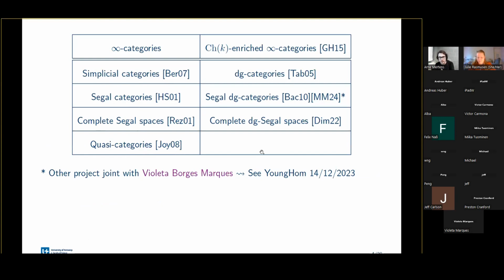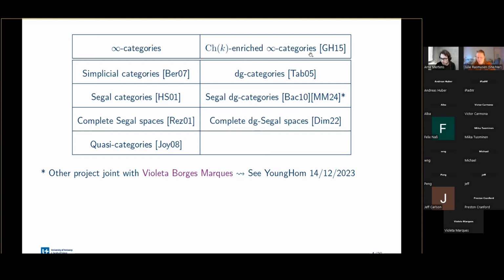And on the right-hand side, we have the enriched variant. So where we enrich in chain complexes instead of in spaces, if you will. And there's a very general context in which you can describe all this. Gepner and Haugseng constructed a very beautiful, elegant theory of infinity categories enriched in monoidal infinity categories. And specifically, you can take a look at chain complex enriched infinity categories.